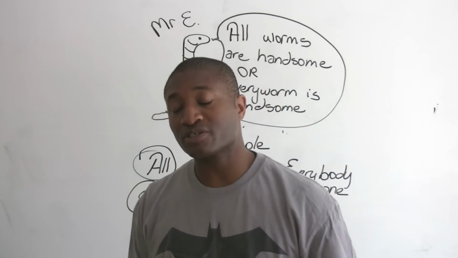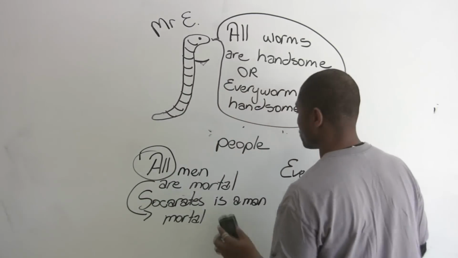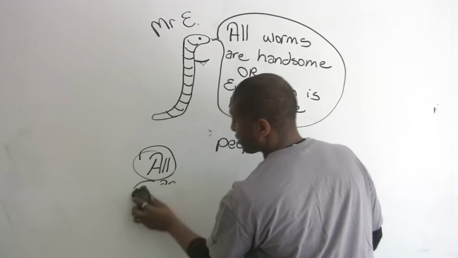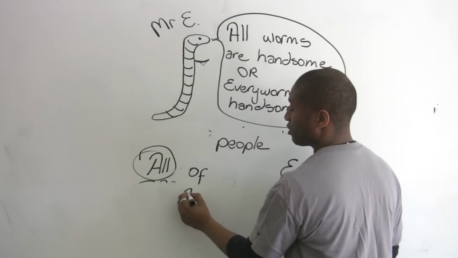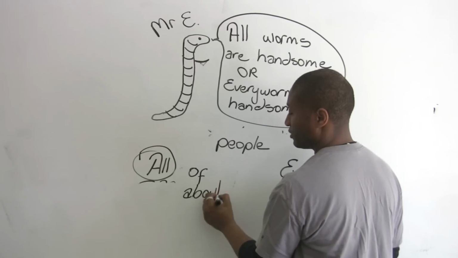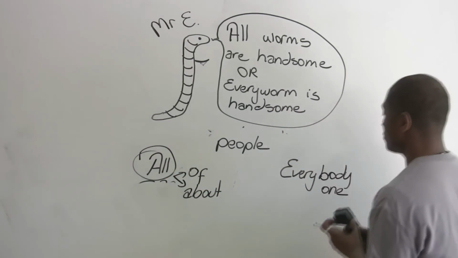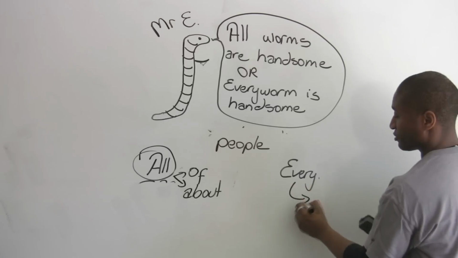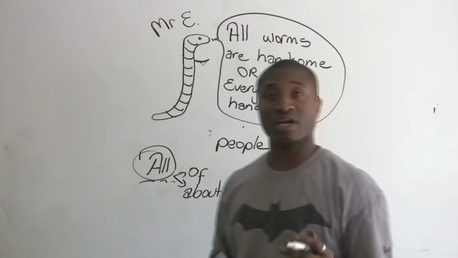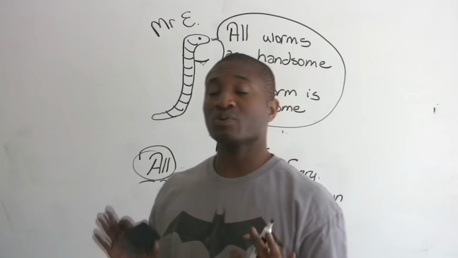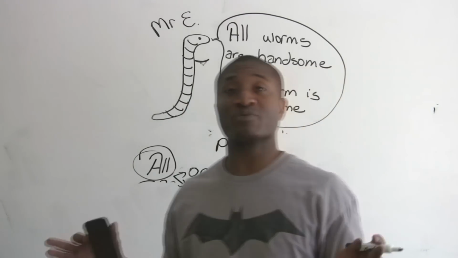Now, I'm telling you this because usually when we have all, we use prepositions. And the two prepositions we use would be with all of, or all about. These are the prepositions we usually use. When we use every, we usually use nouns. Everybody, everyone, every time, every place. And that's one of the big differences. And even sometimes with every, we join them together or we can have them separated.